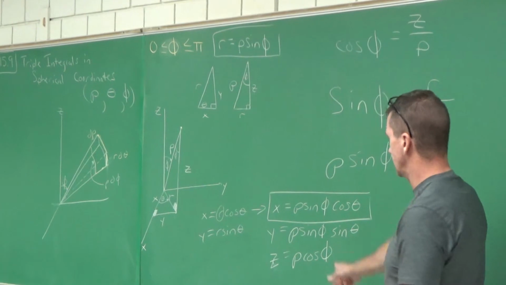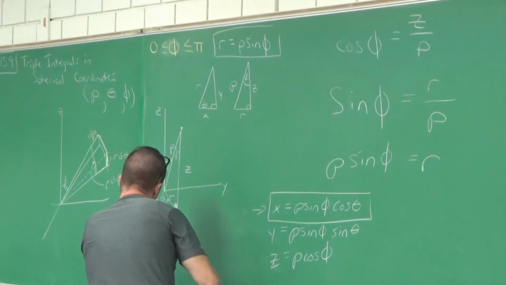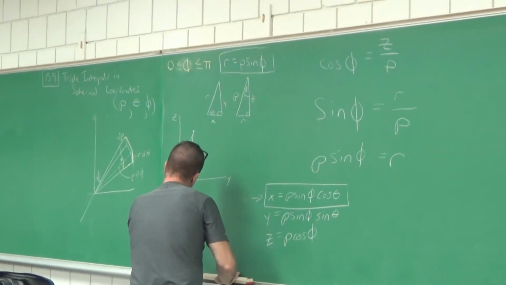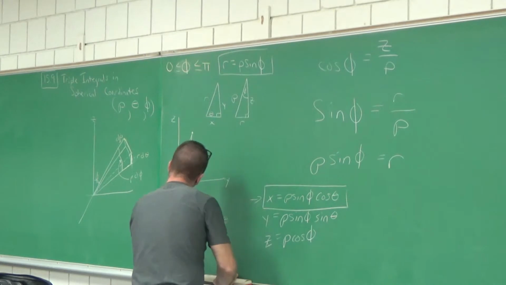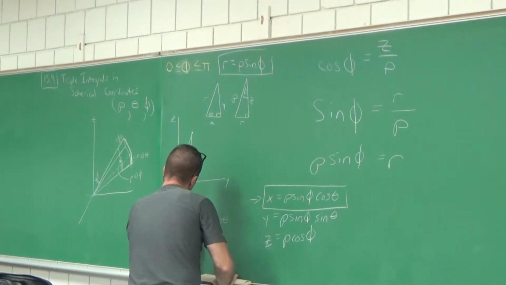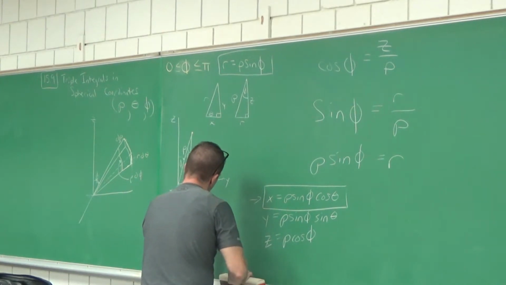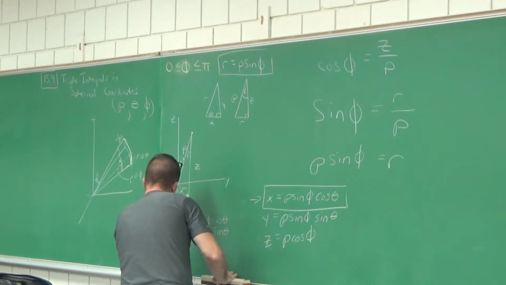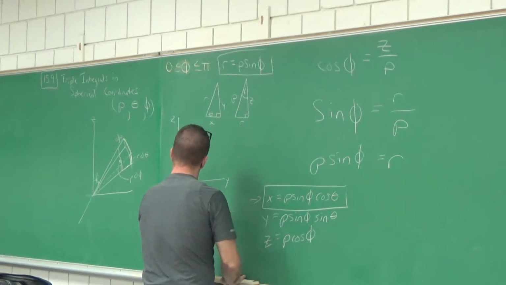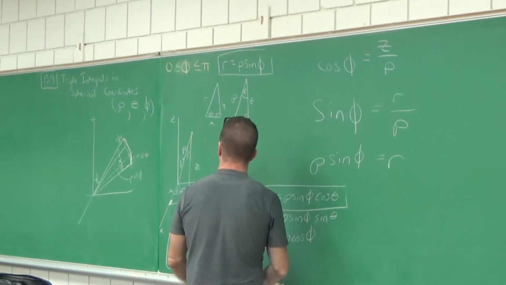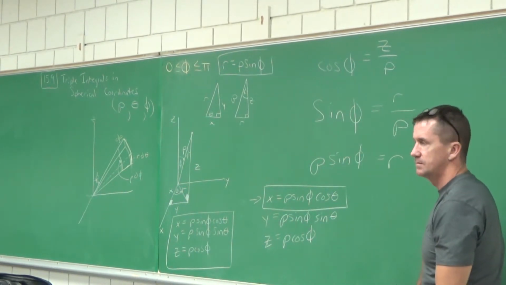Cool. There they are. Leave them up all class. I can move this over and just put them right here because they're long. x is rho sine phi cos theta. y is rho sine phi sine theta. And lastly, z is rho cosine phi. Leave them up all class. Everyone go with that? Nice.